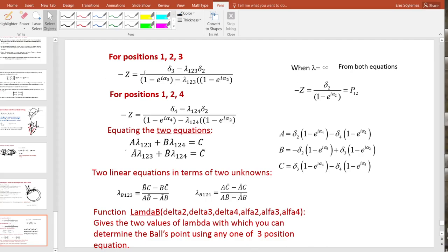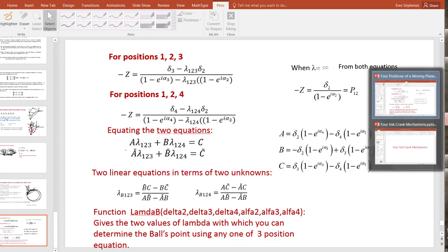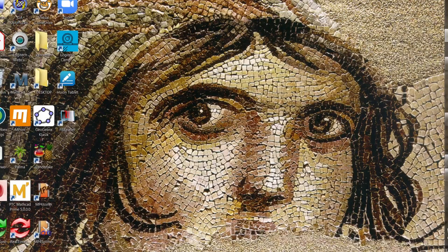You can use any one of these two equations to determine the Ball's point, since you also have a BASIC function that, given these three positions and lambda, determines the coordinates of the point whose three homologous points lie on a straight line for three positions. So this is the correction I have to make. Please take note of this. So next, okay, I think I'll save it since I have corrected something.